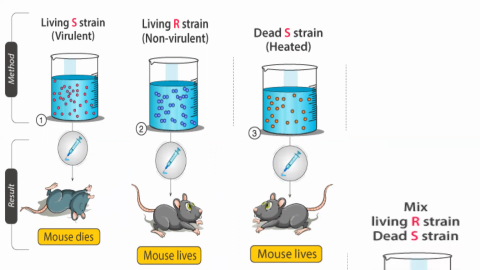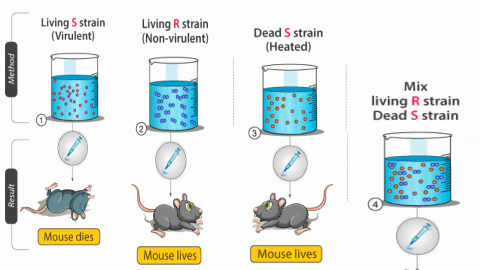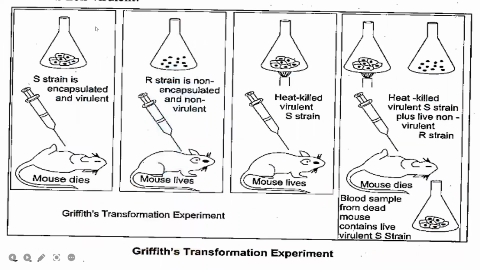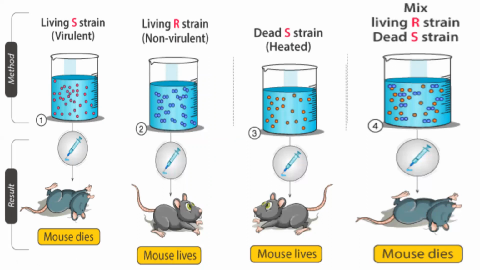And then what did he do? He took this S strain and mixed it with R strain. You can see the mixture. Then he injected the mixture. What happened to the mouse? The mouse dies. What we can see here: the mouse lives when it is heat-killed S strain. The mouse survives when it is R strain. But when the mixture is added, the mouse dies.